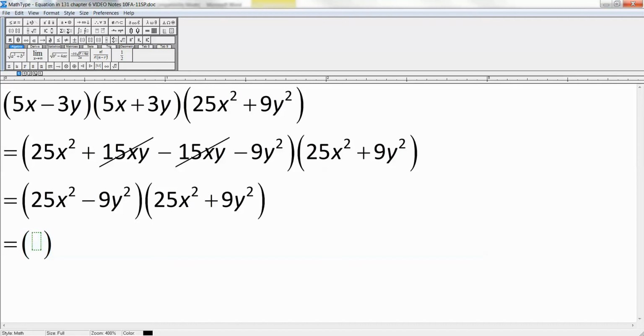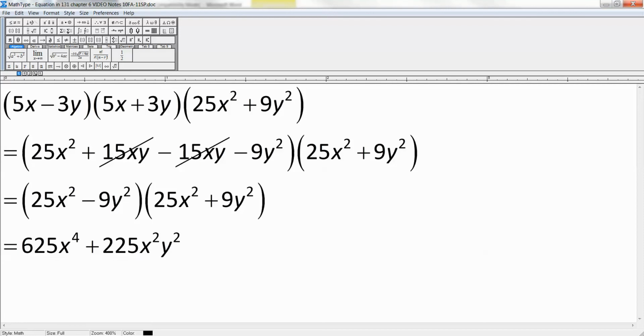Now you've got to multiply these two, and I don't need a computer for it, or parentheses for it. So 25 times 25 is 625 x to the fourth, right? Because you have x squared times x squared. You add the powers. 2 plus 2 makes 4. All right, 25 times 9 is 225, plus 225 x squared y squared.